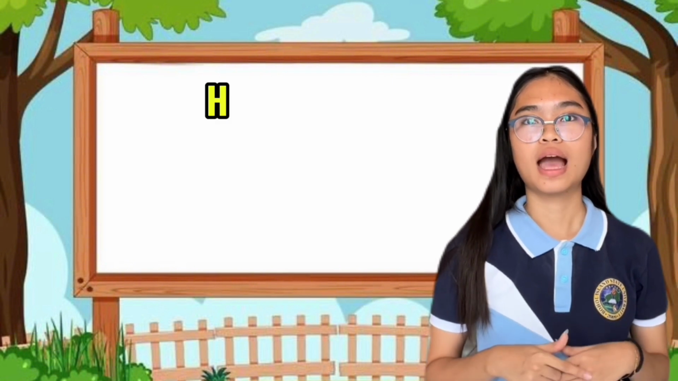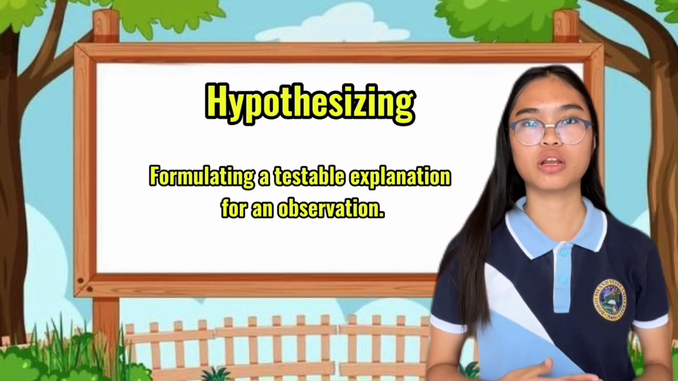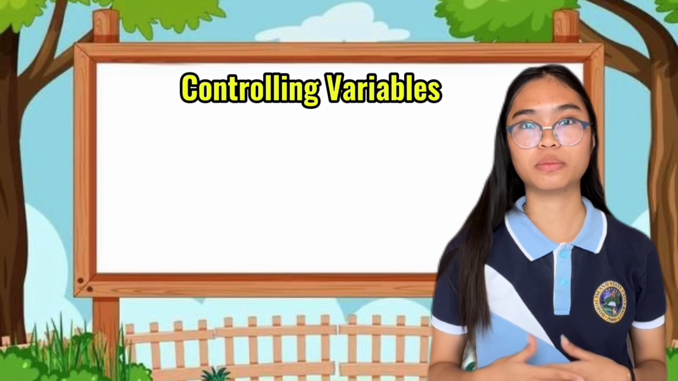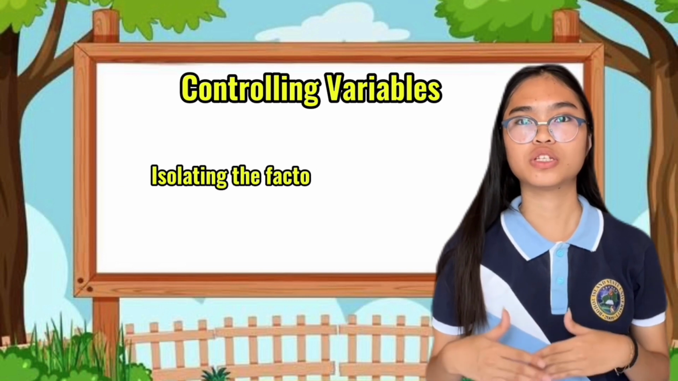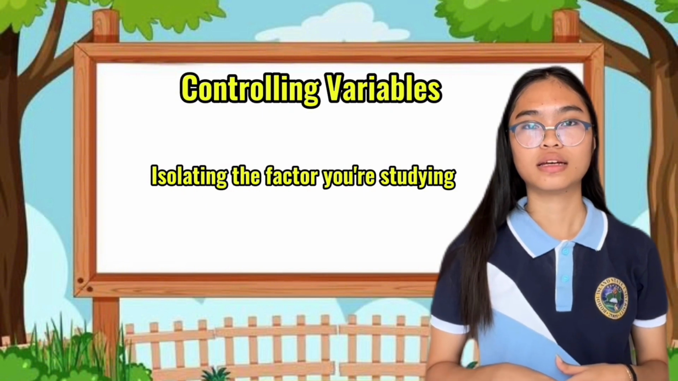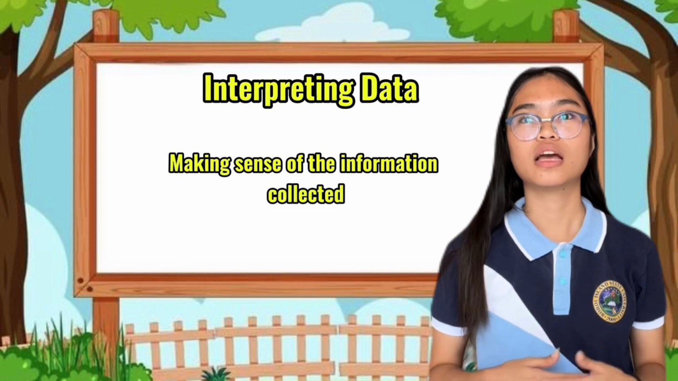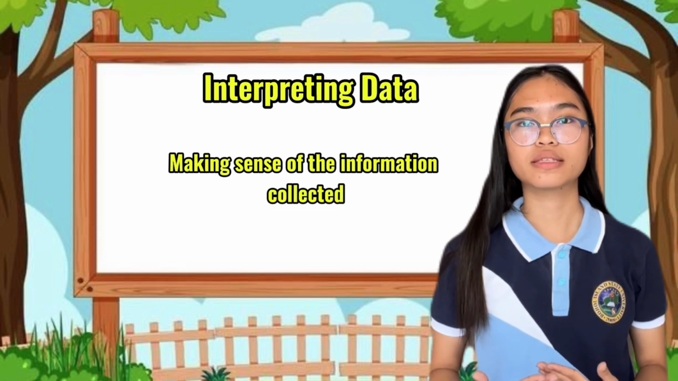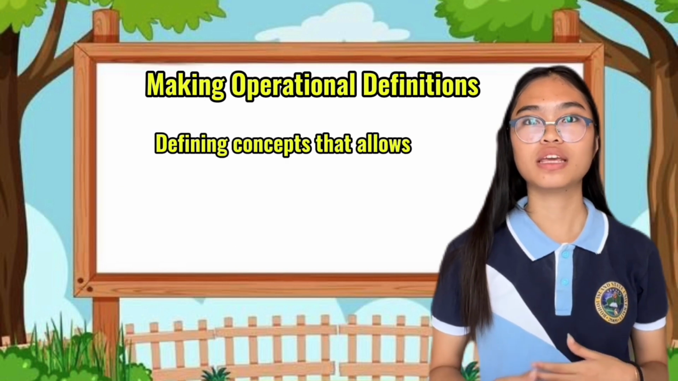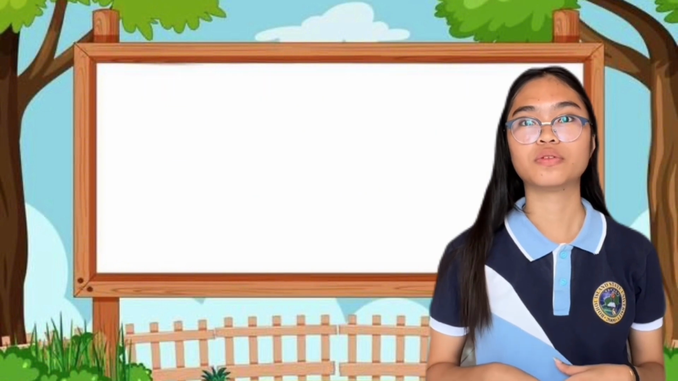Let's go first with hypothesizing. It means formulating a testable explanation for an observation. Next is controlling variables, isolating the factors you're studying to see its scientific effect. Interpreting data, making sense of the information collected through observation or experiments. Making operational definition, defining concepts in a way that allows them to be measured or observed.